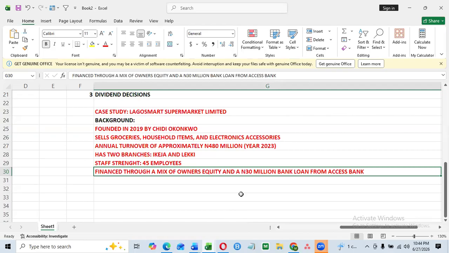Another challenge is the tax environment. Companies' income tax, VAT, and withholding tax all impact financial decisions. Foreign exchange restrictions are also a challenge because they affect dividend repatriation for multinationals. So as a good financial manager in Nigeria, you must factor all of this into every decision. And that is exactly what makes this topic both challenging and extremely valuable.